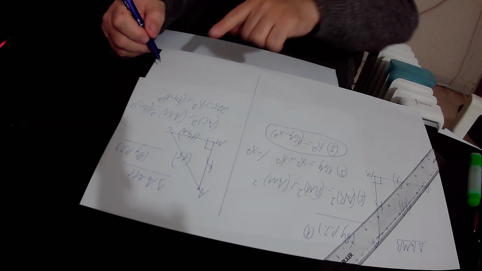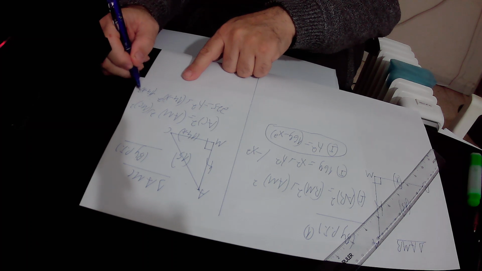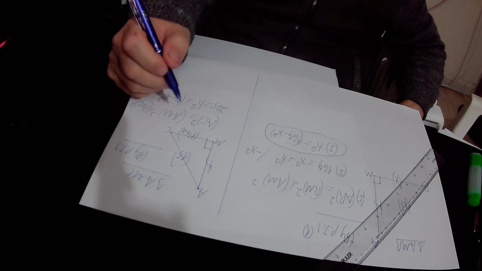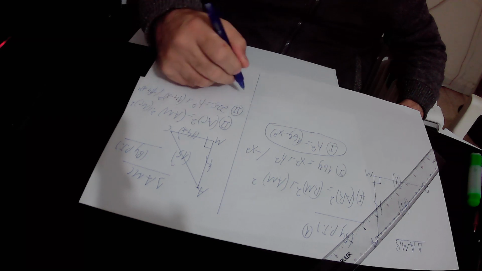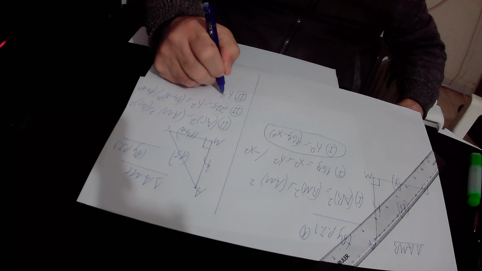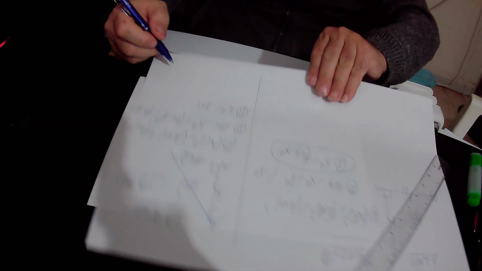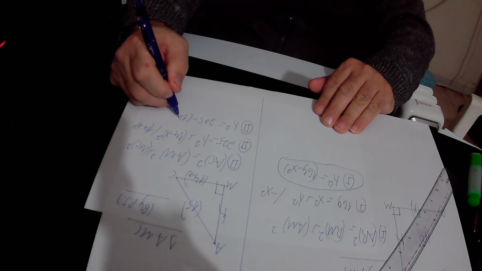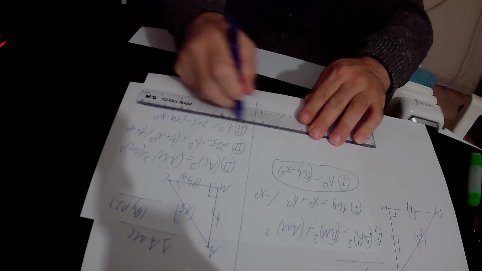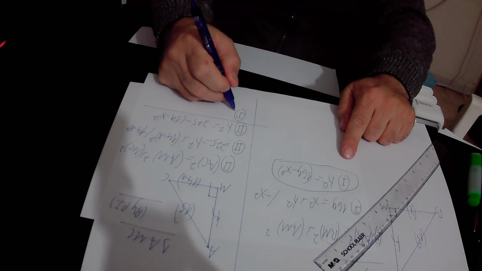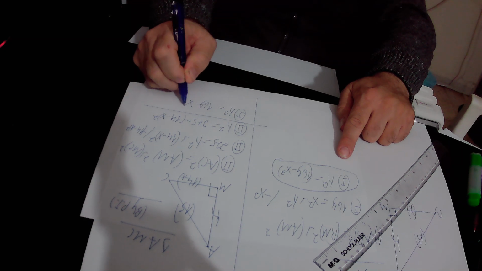Here we'll subtract (14 minus X) squared from this equation, and this will be equation number 2. We get that according to equation number 2, H squared equals 225 minus (14 minus X) squared. While according to equation number 1, we have already found that H squared equals 169 minus X squared.